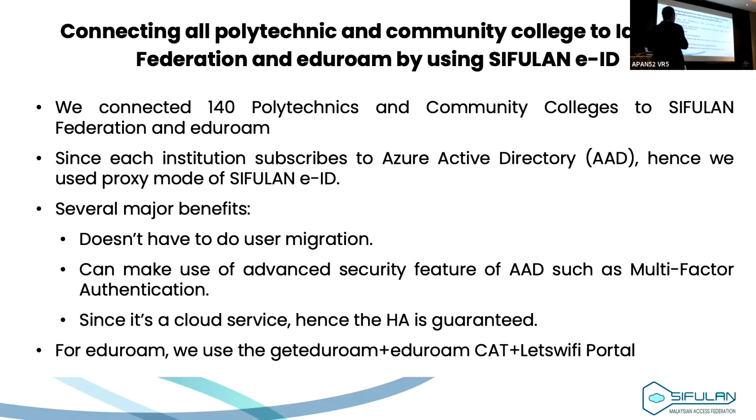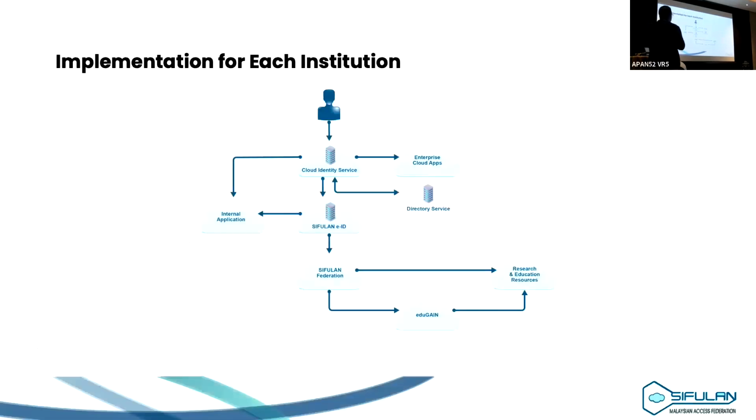Okay, so for the EduROM, we use the GetEduroam plus Eduroam CAT plus Let's Wi-Fi, basically the one that I demonstrated to you on Monday. Okay, so for each institution, basically this is the architecture. There's a cloud identity service, which is Azure AD, and then it may connect to the enterprise cloud apps like Office 365.